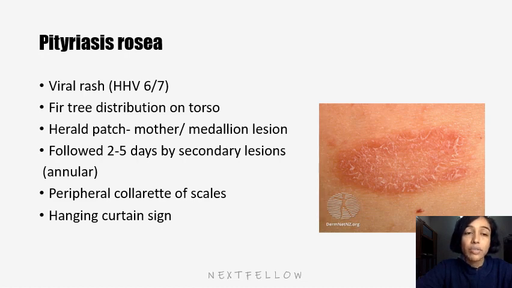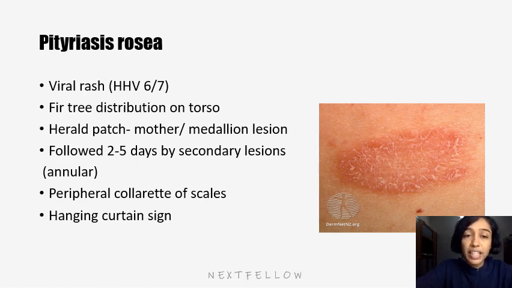It's classically got a fir tree distribution of lesions on the torso. It may extend to the upper thighs. The first lesion to appear is the herald patch or the medallion lesion or the mother patch. And a few days later, you get this fir tree appearance of these secondary lesions. These are all annular.